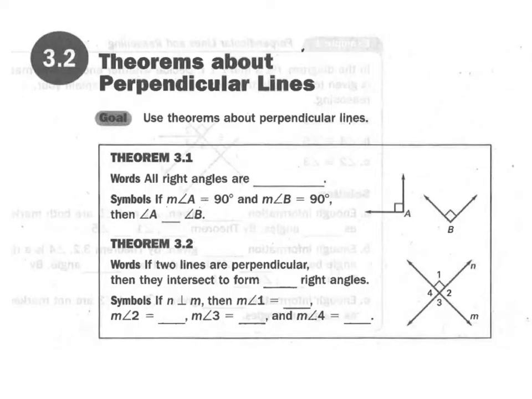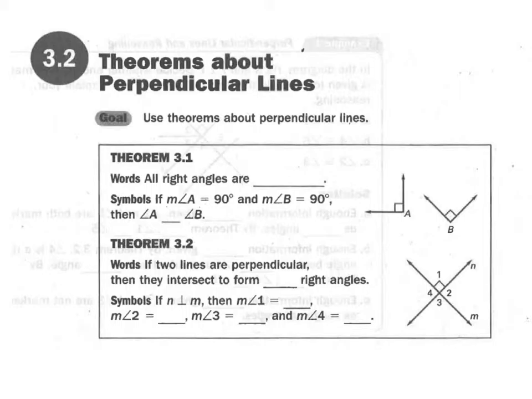In the last unit, we learned about different kinds of lines: perpendicular lines, parallel lines, and skew lines. In this unit, we specifically focus on perpendicular lines and theorems about perpendicular lines. The first two theorems, 3.1 and 3.2, are listed here.